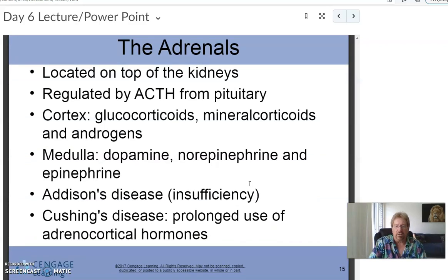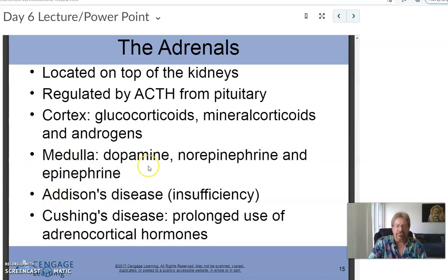The adrenal glands, located on top of the kidney, adrenal, of course, are regulated by ACTH, adrenocorticotropic hormone, from the pituitary. ACTH deals with the cortical hormones, not the medullary hormones. The cortex produces glucocorticoids, mineralocorticoids like aldosterone, and androgens. The medulla produces dopamine, norepinephrine, and epinephrine, the medullary hormones.